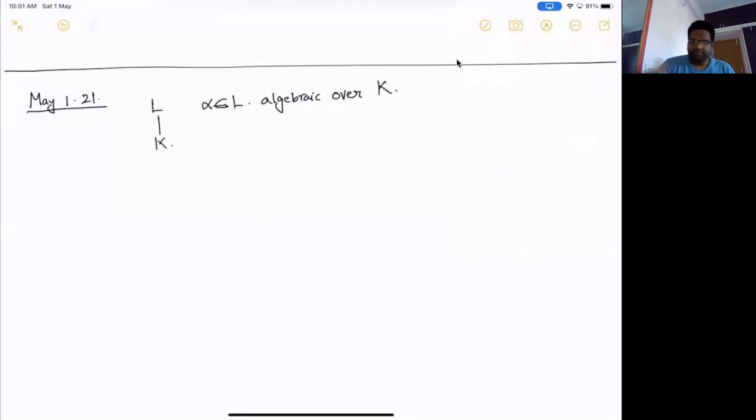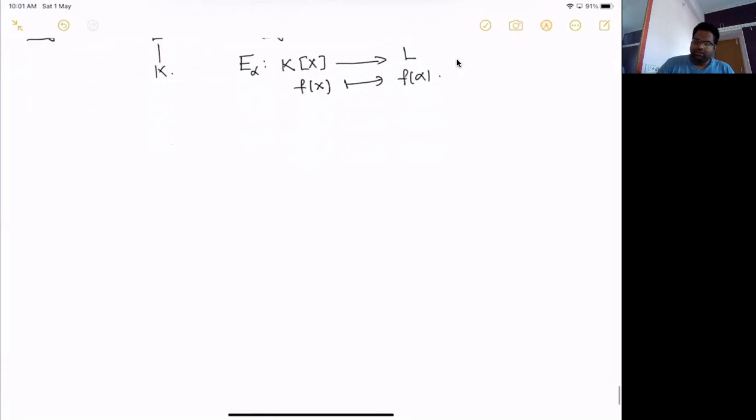So let alpha be an algebraic element of L over K. We have tried to express this notion of algebraicity in terms of evaluation maps. So consider a map from K[X] to L, which takes a polynomial f of x to f of alpha. This map is denoted by E sub alpha. And if the kernel of E alpha is non-trivial, then alpha is said to be algebraic over K. Otherwise, it is said to be transcendental.